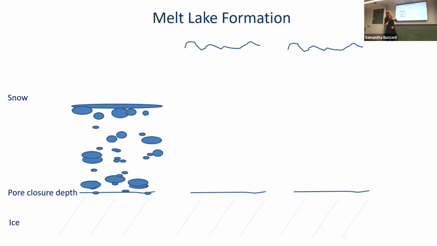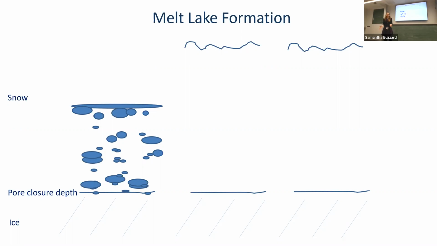But once the snowpack has become isothermal, so it's all at the melting temperature, water is free to percolate all the way down to the pore closure depth, then saturate that snow from the pore closure depth upwards, eventually leading to the formation of a lake. Now, in some places in Antarctica, this snow firn layer could be tens of meters deep, so that's going to require a lot of water for this situation to happen.